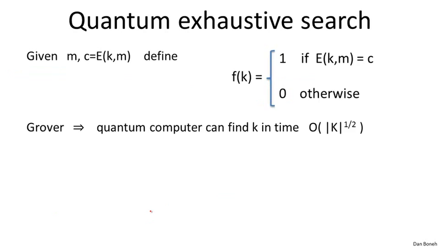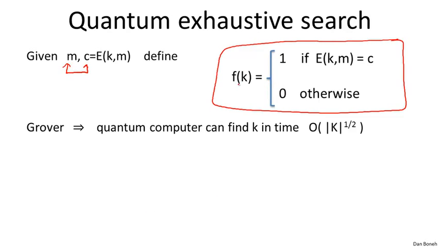All right, so what does this have to do with block ciphers? Suppose I give you a message and ciphertext pair, just one or just a few. We can define a function as follows. It's a function on the key space. The function will output 1 if it so happens that the encryption of M with K maps to C, and it will output 0 otherwise. Now this is exactly the type of function that's 1 at one point in the key space, and that's it. So by Grover's algorithm, we can find the secret key in time square root of K.